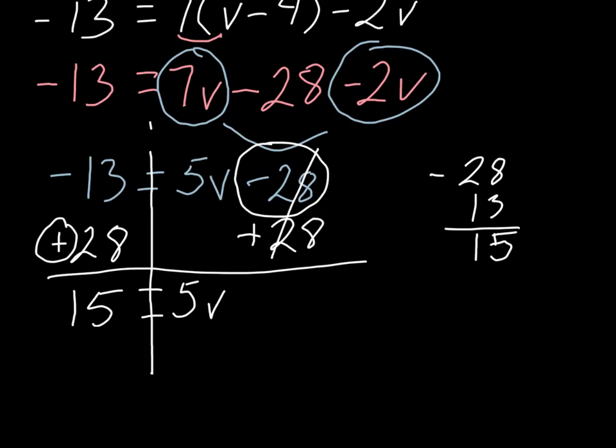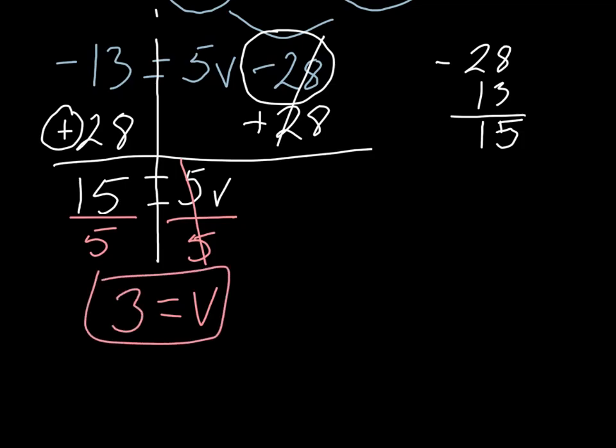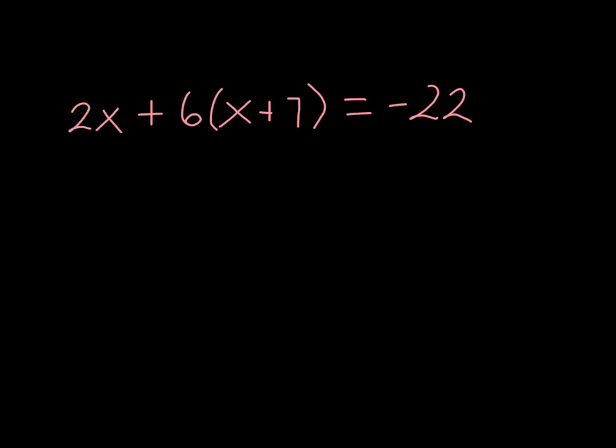And now I'm back to solving this equation. I have 5 being multiplied times v. So I'm going to go ahead and divide by 5 to get my v by itself. And whatever I do to one side, I do to the other side. So I'm going to divide the 15 by 5 and get 3. So there it is.